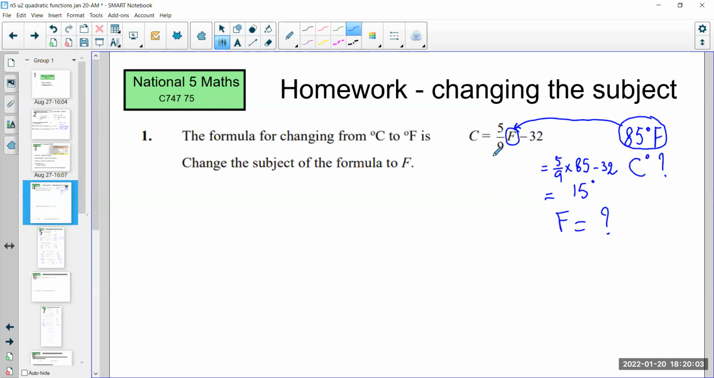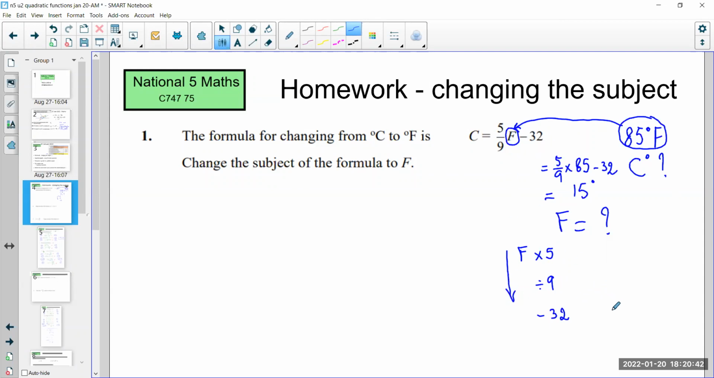Okay, so to do that, we do the inverse of what happened to F. So think about F here. What did we do to F? We timed F by 5. So F got timed by 5. Whatever we had, we divided it by 9. And then we took away 32. So that's what we did to F to get this formula.